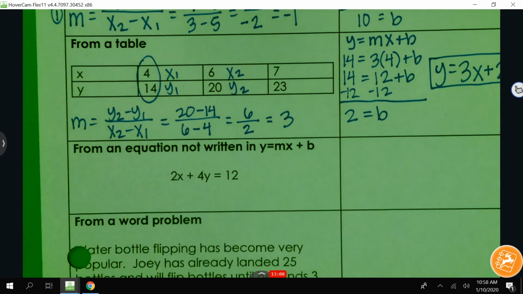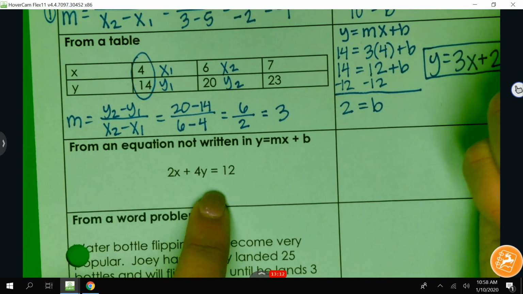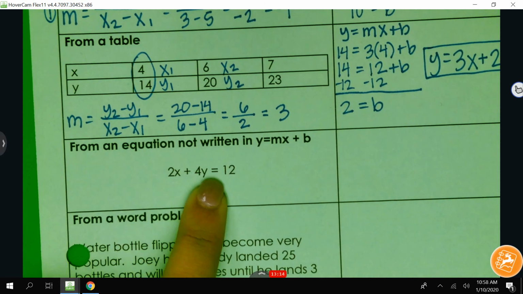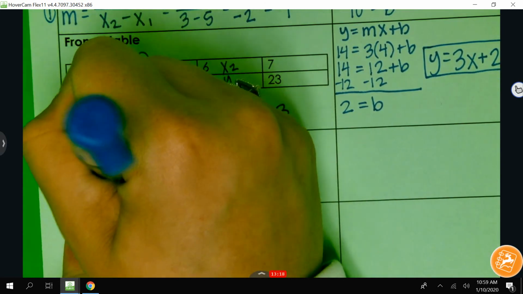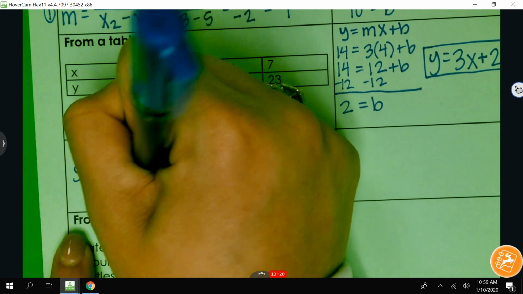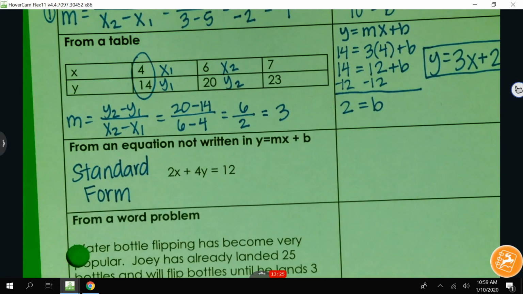All right, next example, we pretty much know how to do this already too. We did a little bit of this yesterday. This equation is not in slope-intercept form. This is actually called standard form. Whenever we're given an equation in standard form, what do we have to do first in order to get it into y-intercept form, slope-intercept form?